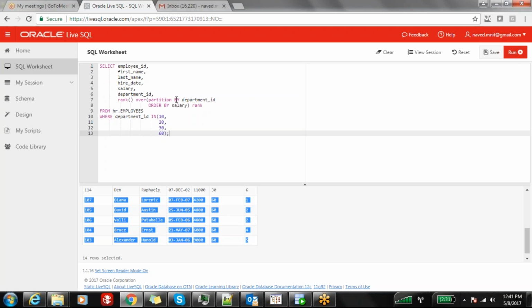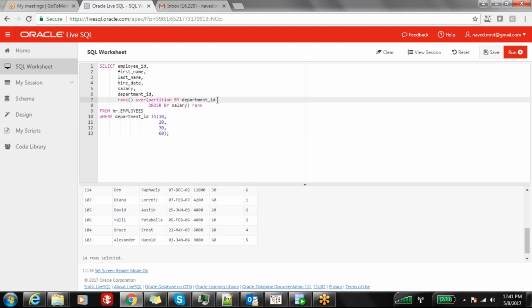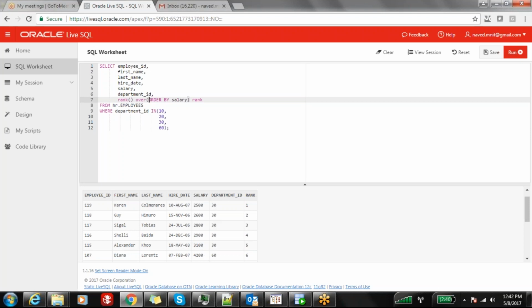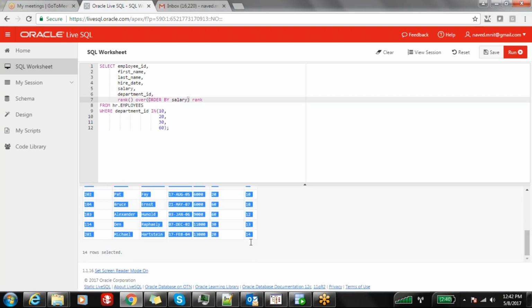Okay. Now what I am going to do is remove this partition by clause from here. And then we will see the behavior of the rank function. Now, as I have not used the partition by clause in this function, it is going to consider the whole set of 14 rows as one partition, and in this one partition it is going to rank the rows. Okay, so if you see, all the 14 rows have been sorted on the basis of salary, as it is considering the whole 14 rows as one partition.